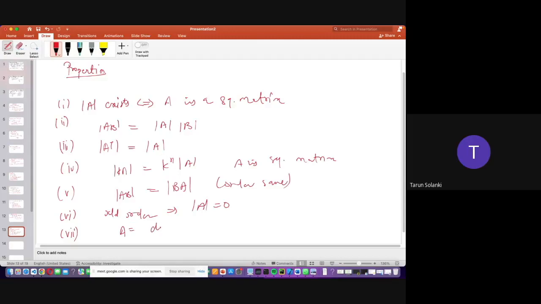If A is a diagonal matrix with entries A1, A2 up to AN, then mod A is A1, A2 up to AN. And the eighth property is mod A power n, you can write as mod A to the power n, where n belongs to N. So again, I'm repeating one by one.